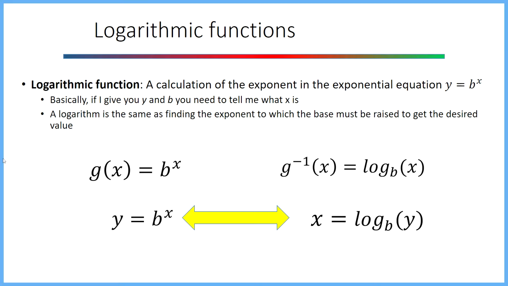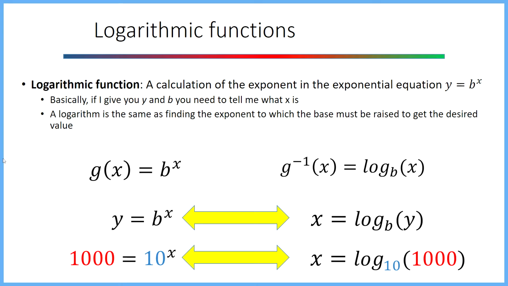Let's go through one example. We'll calculate log base 10 of 1000. This is equivalent to asking what the exponent is in the equation 1000 equals 10 to the x. Hopefully you can guess for yourself what this should be. 1000 equals 10 times 10 times 10, so the exponent is 3. If the exponent is 3 in the equation on the left, then we've solved the logarithm.